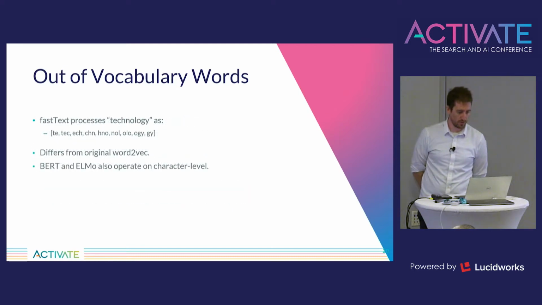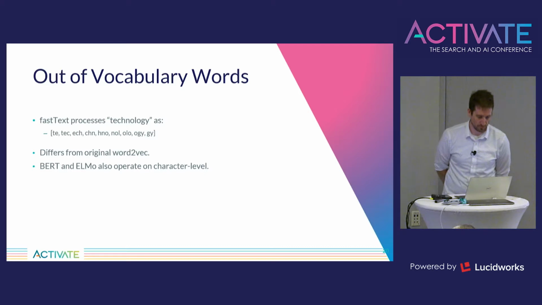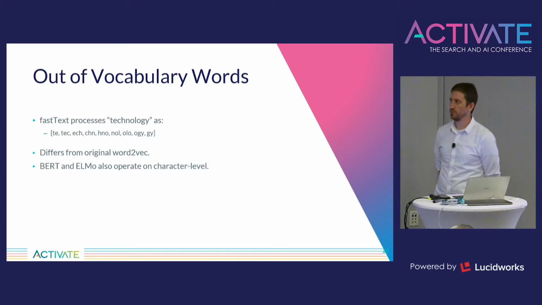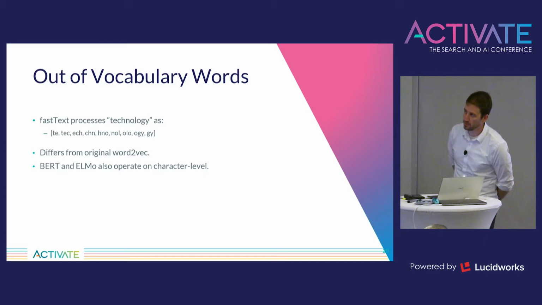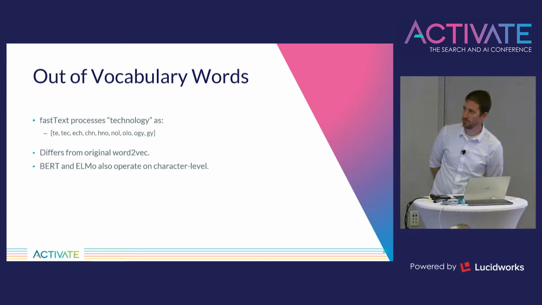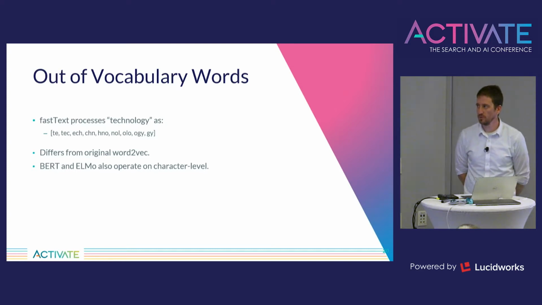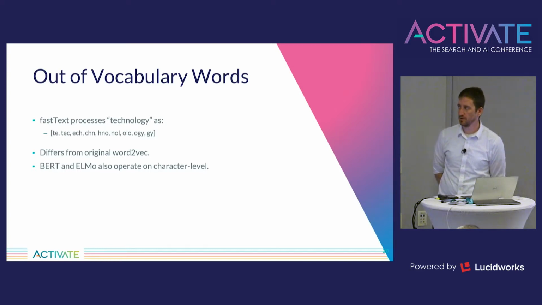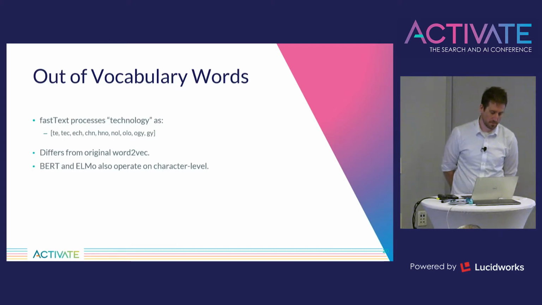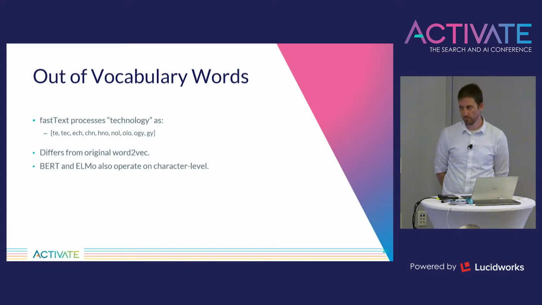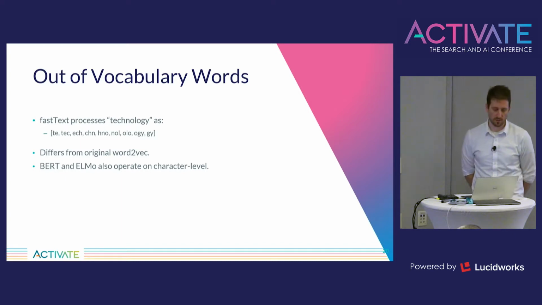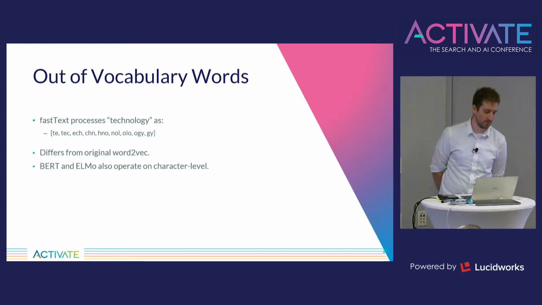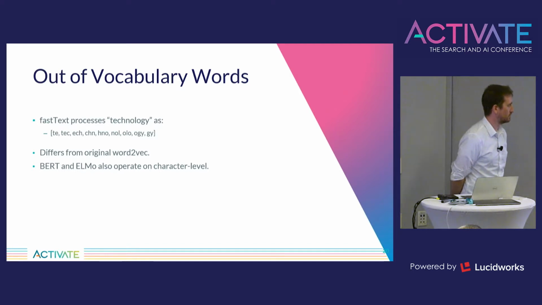Here is an example to help illustrate out-of-vocabulary words. Technology is broken down into character-level n-grams: left bracket TE, just the beginning of the word, and then each character n-gram in it until the end of the word. This is a little different from the original word2vec that we're mostly familiar with, and the more recent BERT and ELMo methods of word vectors also operate at the character level.